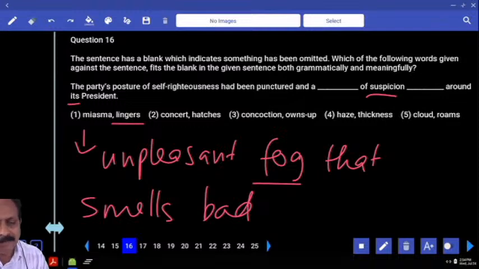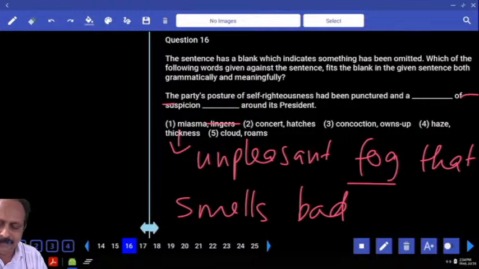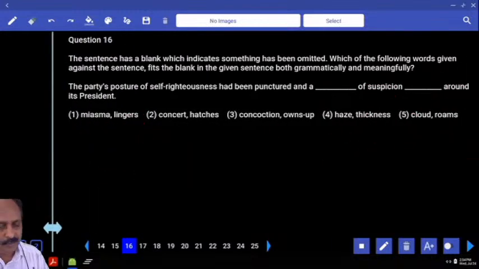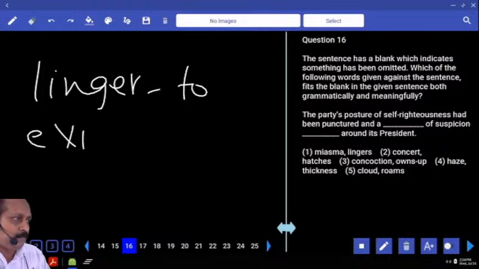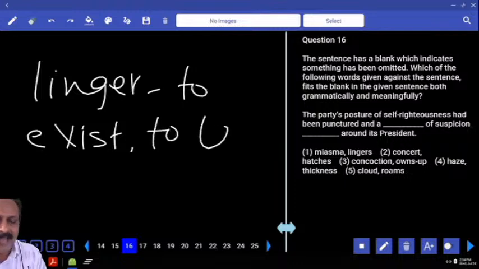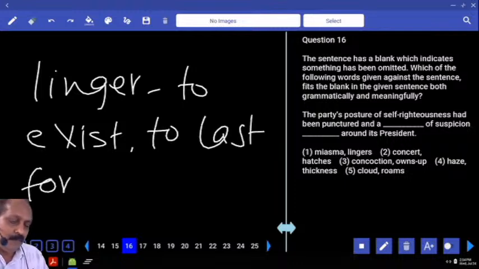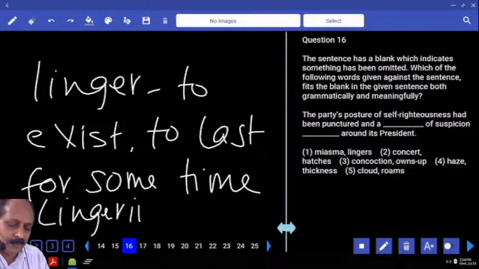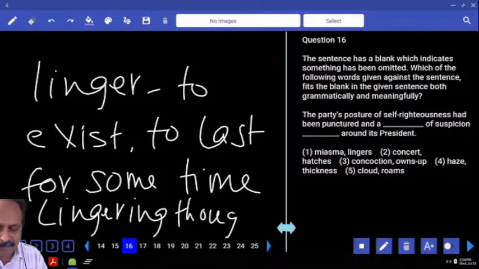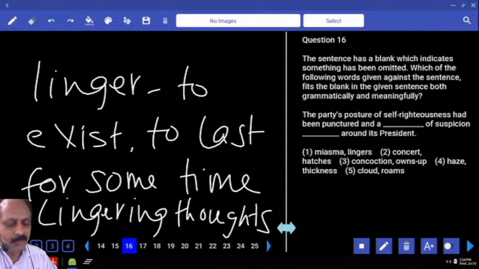Underline the word linger. Lingers we have got many a time. Have you copied these? No, please write. Linger means to exist or to last for some time. It does not disappear immediately. And write one important combination, lingering thoughts. Have you heard of this expression? Lingering thoughts means the thoughts are there for some time.